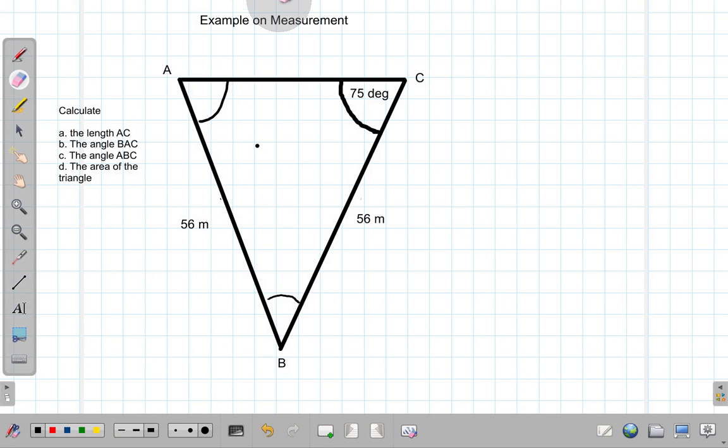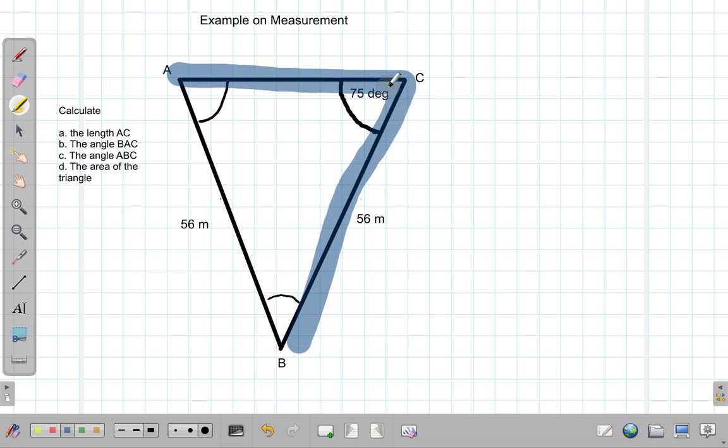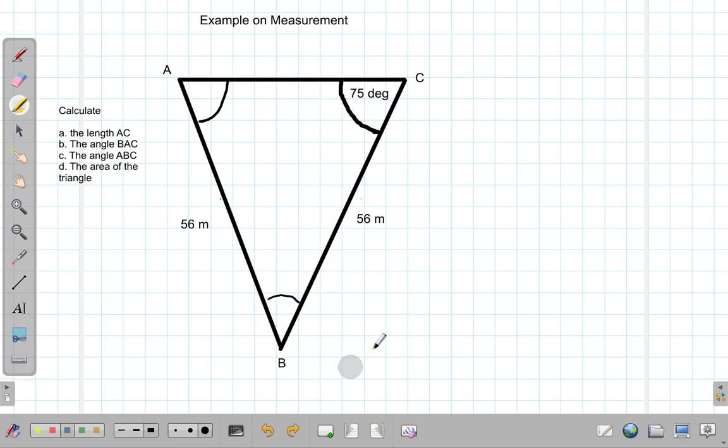Let's look at this example of a measurement question. We have the triangle ABC. See that AB is 56 meters long. BC is also 56 meters long. We have 75 degrees in this corner. Angle ACB is 75. Remember, ACB is the angle at the corner here that you want to find.